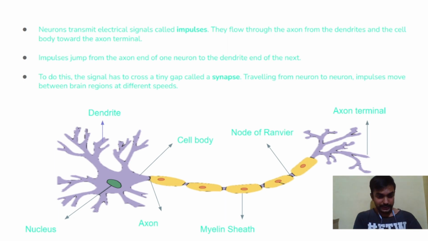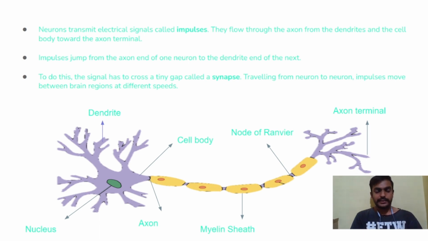Here we can see some branch-like structure above the cell body. From that particular path, this electrical impulse will start to traverse, and it stops the traversal at the axon terminal. The impulse jumps from the axon end of one neuron to the dendrite end of the next neuron.